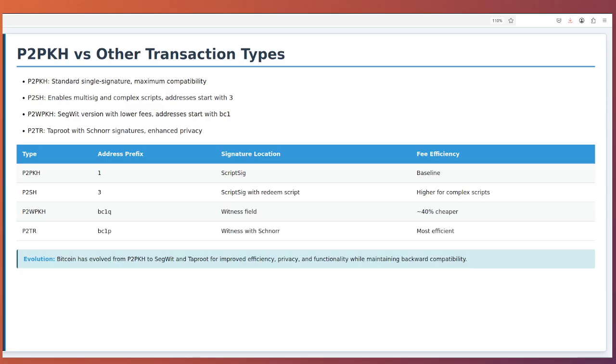Instead of the OP_DUP OP_HASH160 sequence, it is simply OP_0 followed by the 20-byte public key hash. Despite these structural differences, the security model is identical.